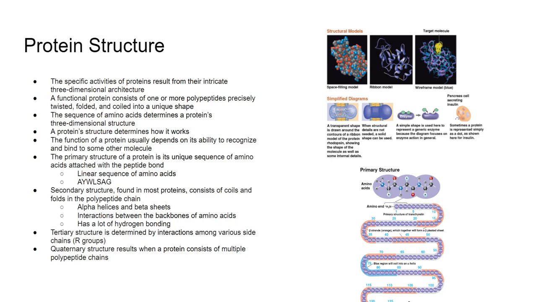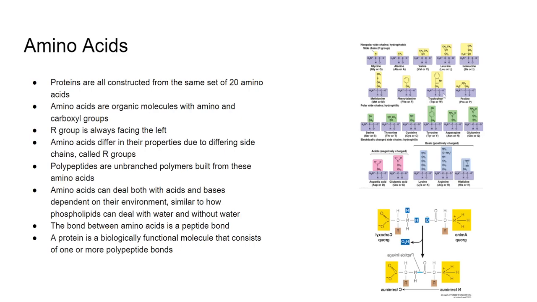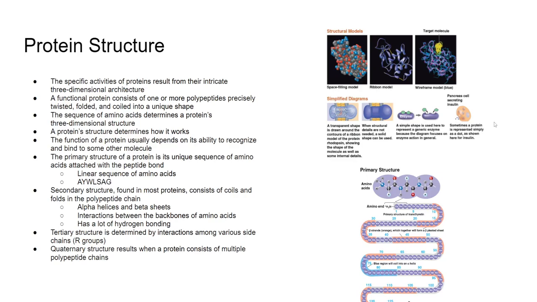Tertiary structure is determined by interactions among various side chains, for example, the R groups. If we were to look back here, we could see that these R groups could bind to one another. For example, these non-polar R groups would probably be more clustered together, whereas the polar R groups could hydrogen bond with one another potentially or form bonds. So those R group interactions make up what we call the tertiary structure.